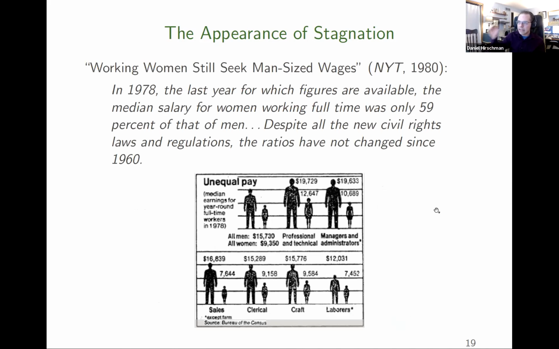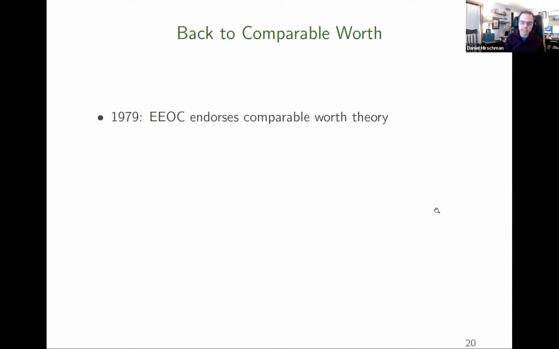For example, in 1980, the New York Times published an article about the gender wage gap, writing: in 1978, the last year for which figures are available, the median salary for working women was only 59 cents that of men, unchanged since 1960. This discourse helps kickstart new waves of feminist activism, and in particular leads into the movement for comparable worth. That is, the claims that labor feminists were making in the 40s to 60s, which they lost out on in the Equal Pay Act, get resuscitated as a movement in the 70s and early 80s.